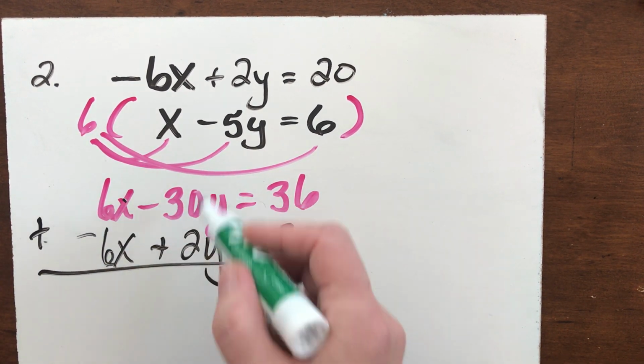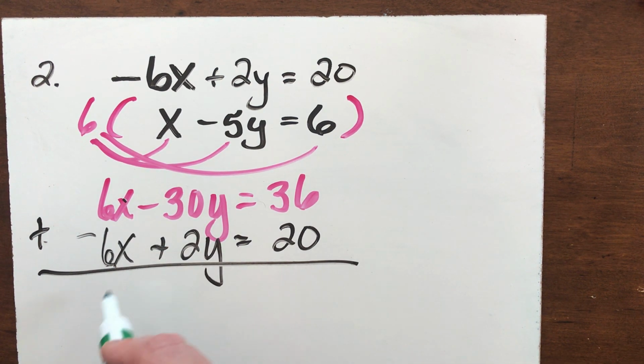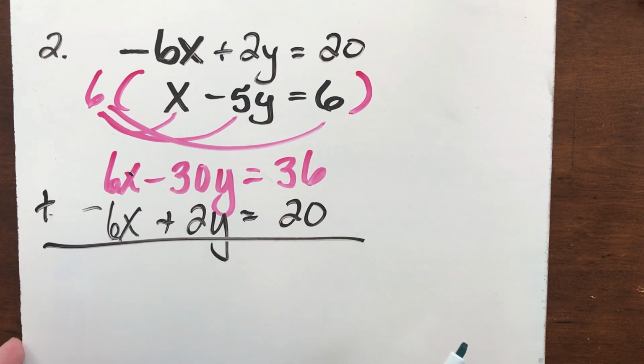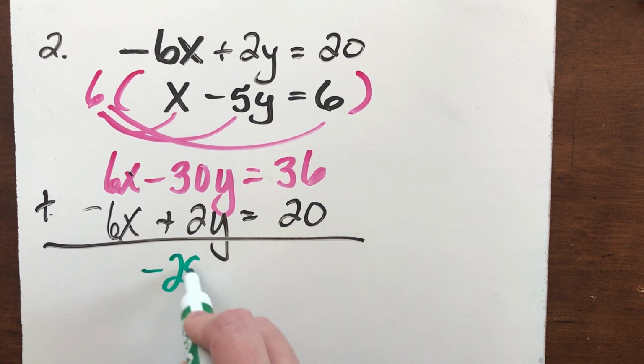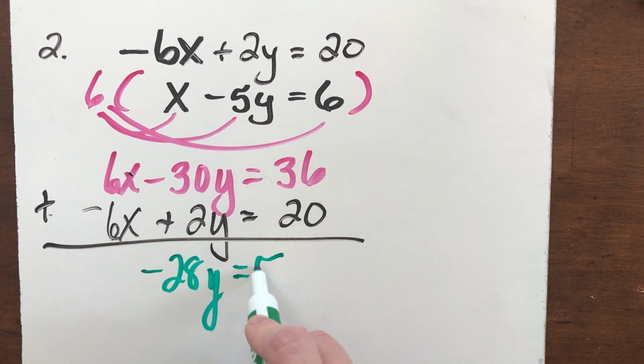Now, you add the columns. 6x minus 6x is going to be 0. I'm not putting down 0x because it will get confusing. Negative 30y plus 2y is negative 28y. And 36 plus 20 is 56.